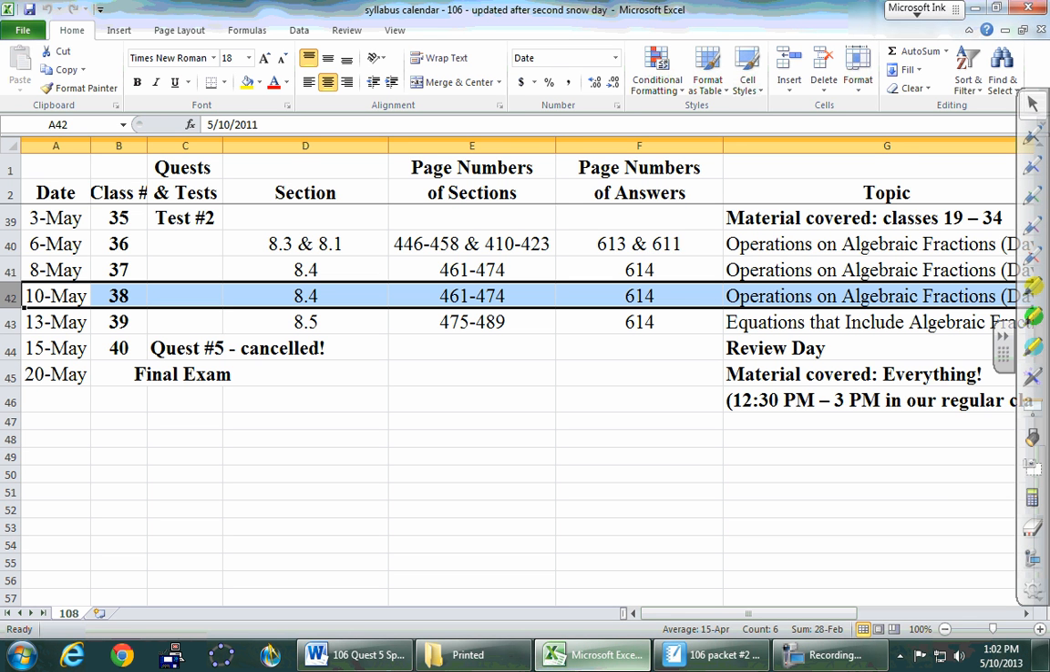It's not going to count for anything. It's just for practice. There's an answer key on the back. And then Wednesday is our review, and then this course is officially ending a week from Monday with our final exam on May the 20th, okay? 12:30 until 3. It's a little bit bigger than our normal window. Questions on the calendar?